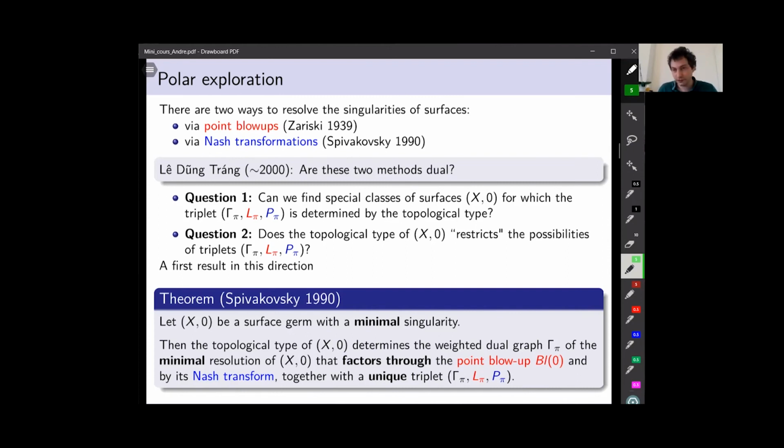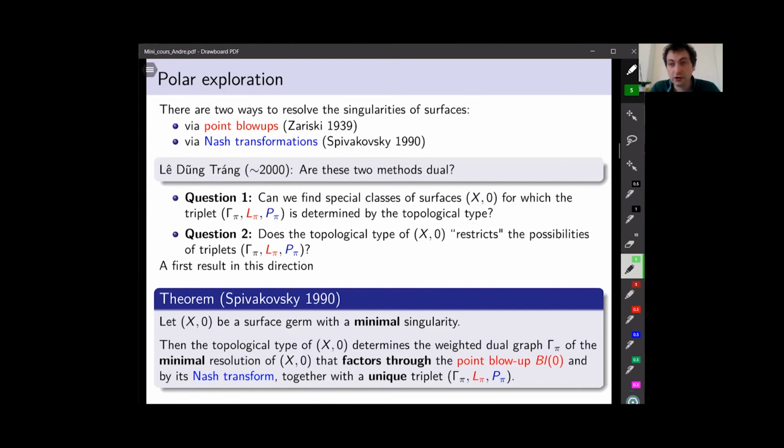Now, a first result in this direction, which motivated us, is the result of Spivakovsky in the same paper, where he shows that if the surface germ is a minimal singularity, which I am going to define in the talk, a special class, then the answer to the first question is yes. That is, the topological type does determine the weighted dual graph, and here there is the word minimal, so I do need to talk about minimal all the time. Of course, there would not exist a unique dual graph if we don't talk about minimal. This is an important thing that will appear throughout the talk: a resolution that factors through the point blowing up and the Nash transform, together with a unique triplet like this.